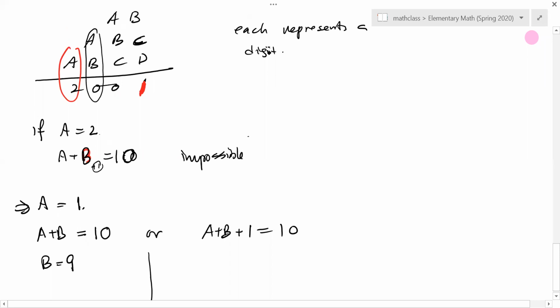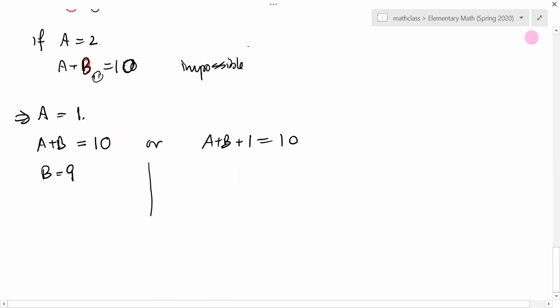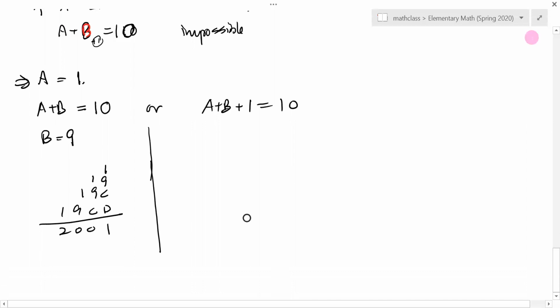If B is 9, let's look at our picture, okay? So we have 1, 1, 9, 1, 9, C, 1, 9, C, and D. I get 2001. So what can you get from here? Do you think it's possible or not? Sometimes it's a dead end, then you have to go to other options.